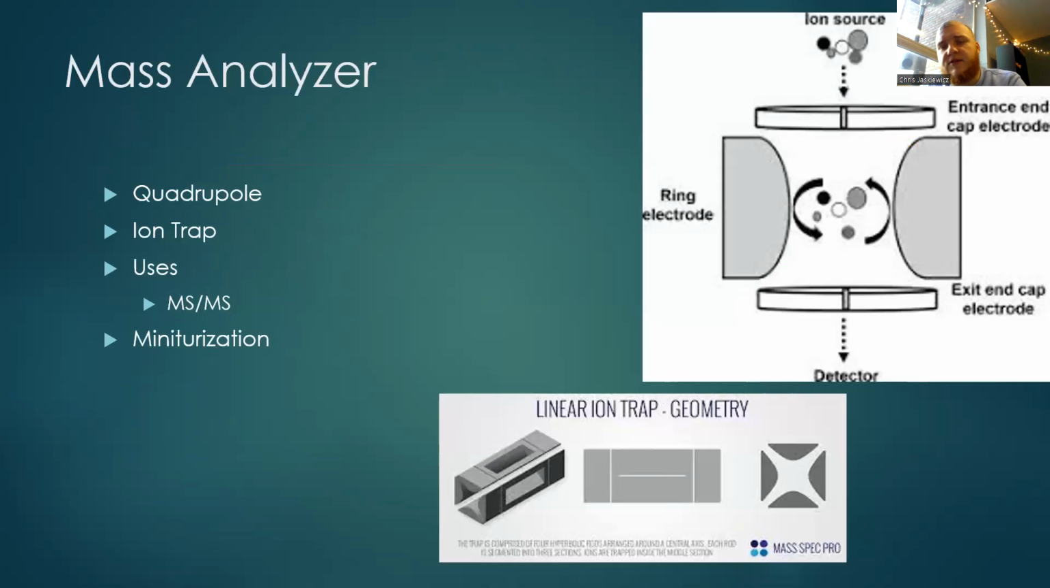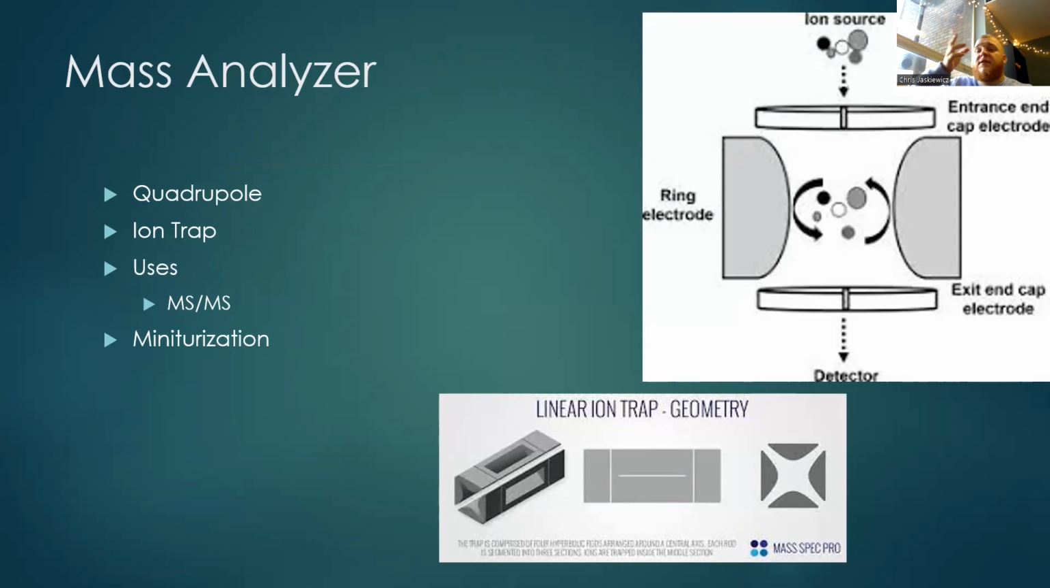Let's talk about a mass analyzer. So two main analyzers that we talk about in mass spec in general, right? Benchtop or portable, is a quadrupole and an ion trap. There's also orbitraps. They haven't quite been applied into portable mass spec yet, but they are a very, very great mass analyzer. Let's focus on quadrupole.